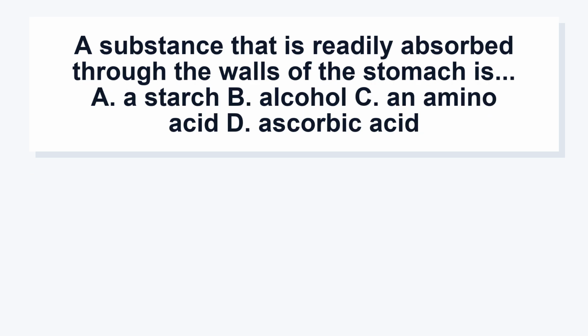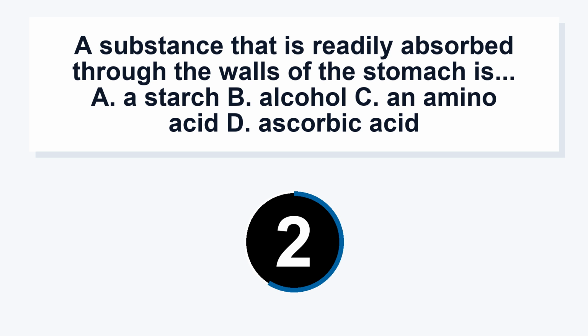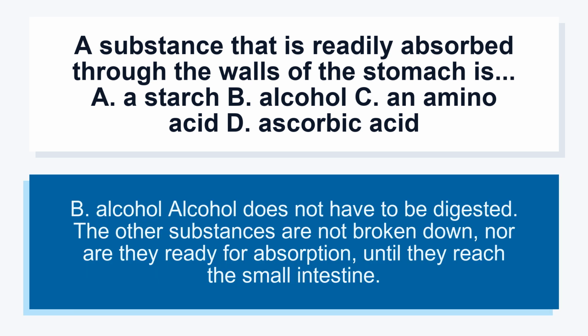A substance that is readily absorbed through the walls of the stomach is A. A starch, B. Alcohol, C. An amino acid, D. Ascorbic acid. B. Alcohol. Alcohol does not have to be digested. The other substances are not broken down, nor are they ready for absorption, until they reach the small intestine.